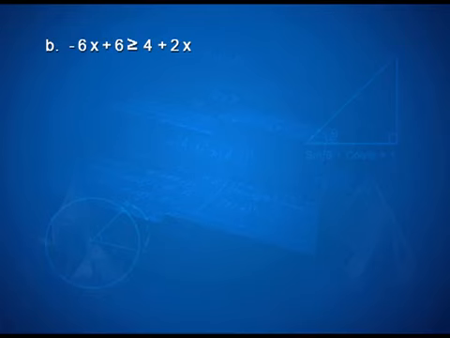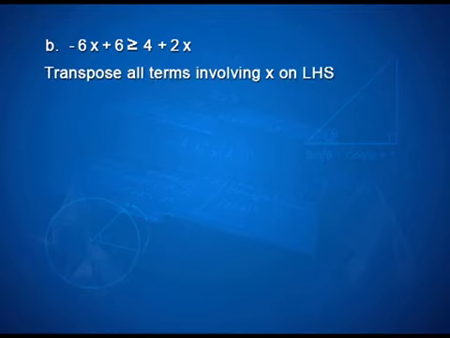Let us solve one more inequality. Minus 6x plus 6 is greater than or equal to 4 plus 2x. To solve this inequality, we transpose all the terms involving x on the left hand side and all the constants on the right hand side.